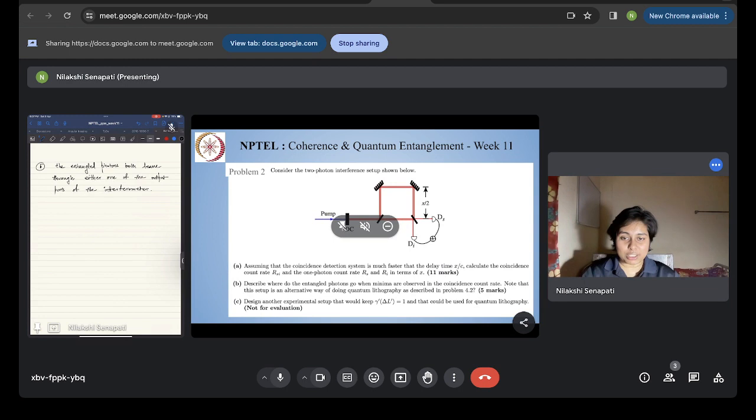This part C, design another experimental setup. You can design it by yourself. Try to think how you can make it a quantum lithography setup. Okay, so I will show you the setup we have made, but first you guys give it a try. So I will wait a few minutes for you to try.